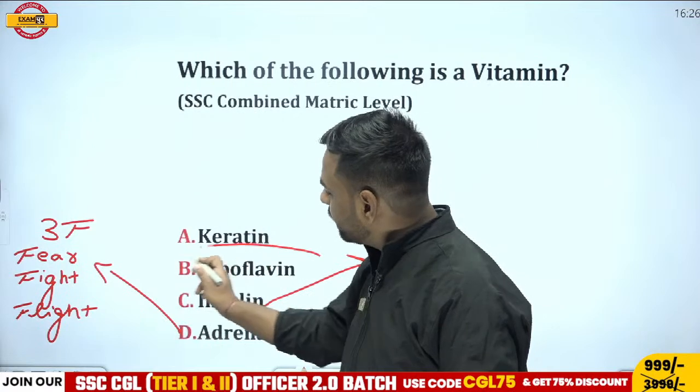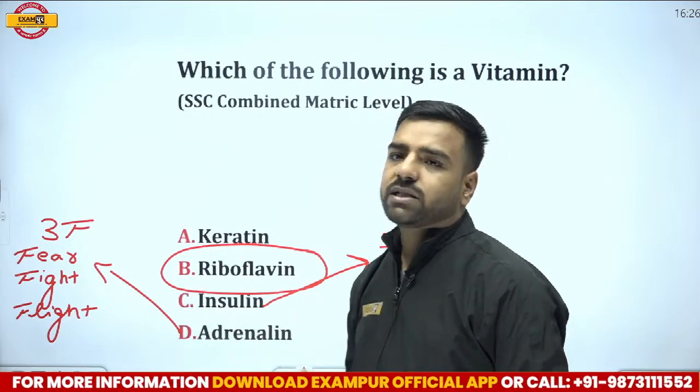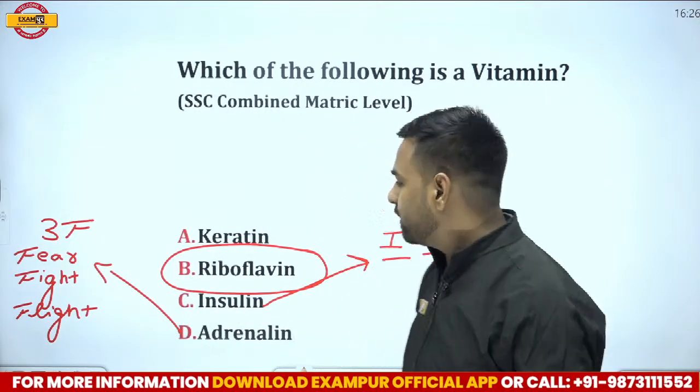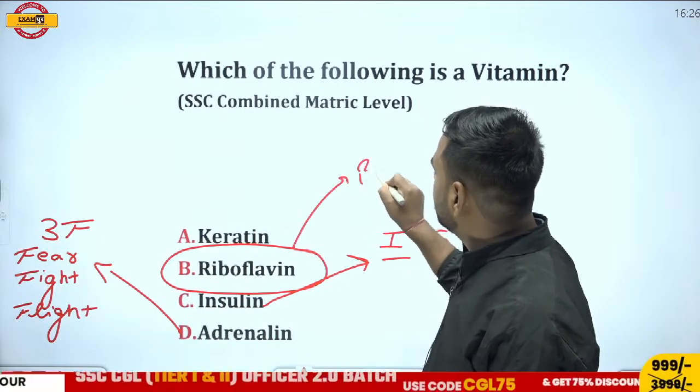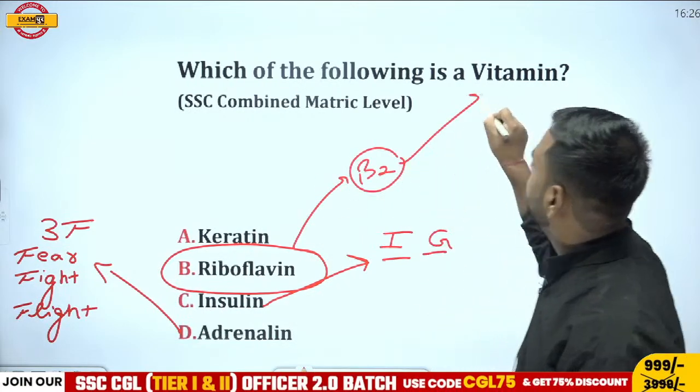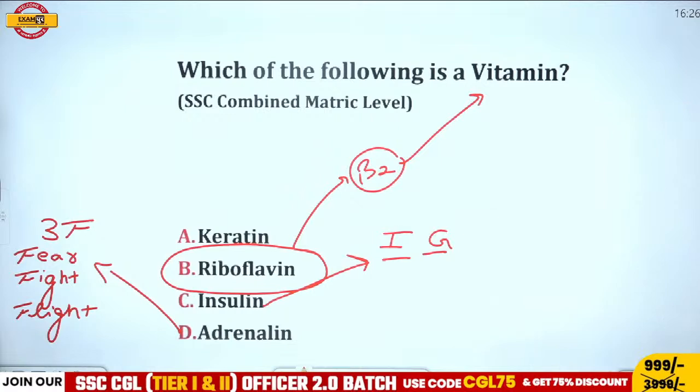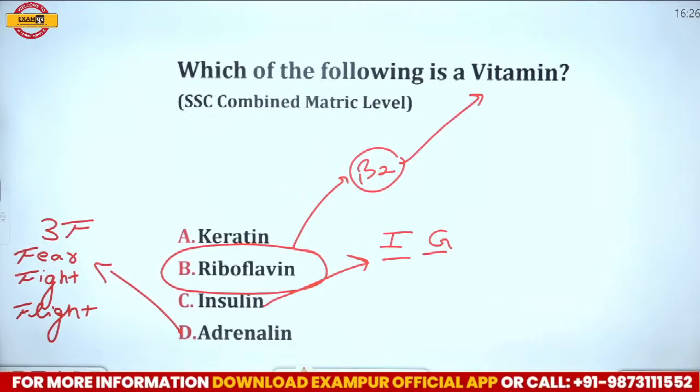But here the correct answer is going to be riboflavin, which is in the B series. It is B2. So B2 is actually a vitamin. And yes, what is the correct answer here? If I talk about a vitamin, it is riboflavin. That is, option B will be the correct answer.